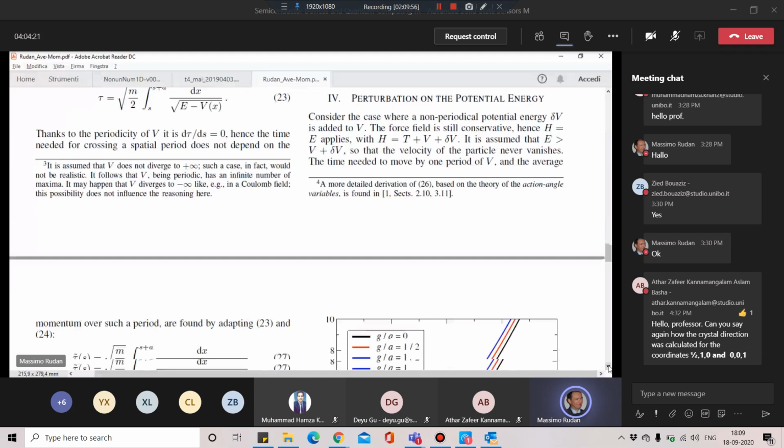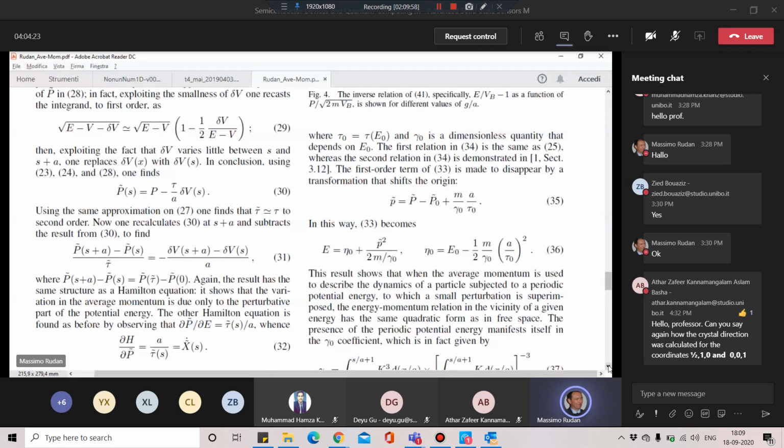I think we don't need any more this part of the material, so we go back to the other one.